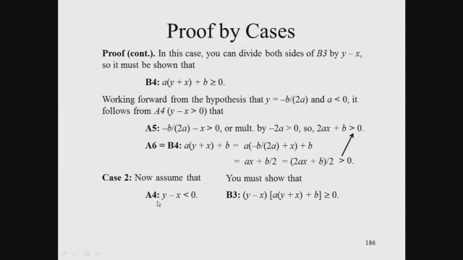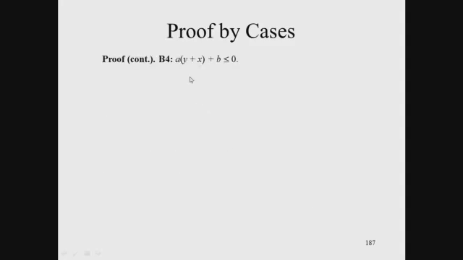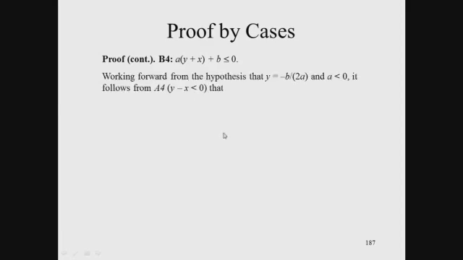In this case, y minus x is negative. So what happens when you divide both sides of B3 by y minus x? The inequality sign changes. Right. This inequality sign right here becomes a less than or equal to. So here's our new statement B4. And now we're going to do exactly the same thing we did in the previous case.